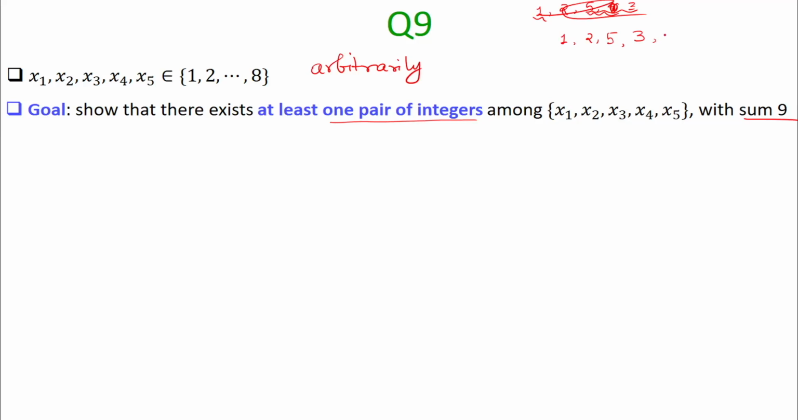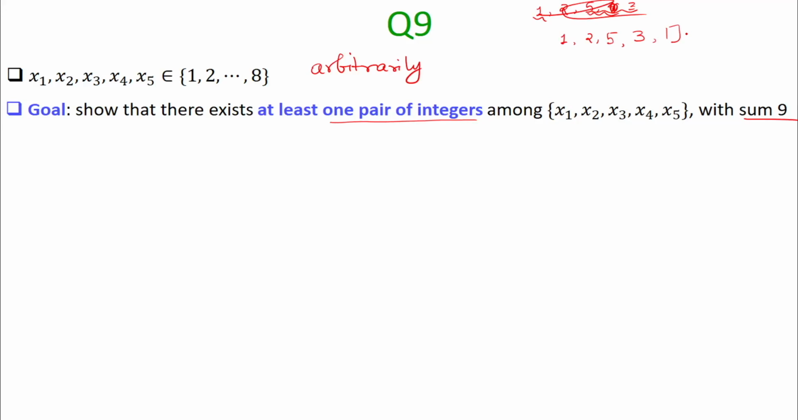If you pick 4 as the 5th number, then you have 5 and 4, which sum up to 9. If you pick 6 as the 5th number, then you have 3 and 6 summing up to 9. If you pick 7 as the 5th number, then you have 7 and 2 summing up to 9. If you pick 8 as the 5th number, then you have 1 and 8 summing up to 9, and so on. Right? So you can verify this by an example, but we want to prove it irrespective of the 5 numbers that we are going to pick.